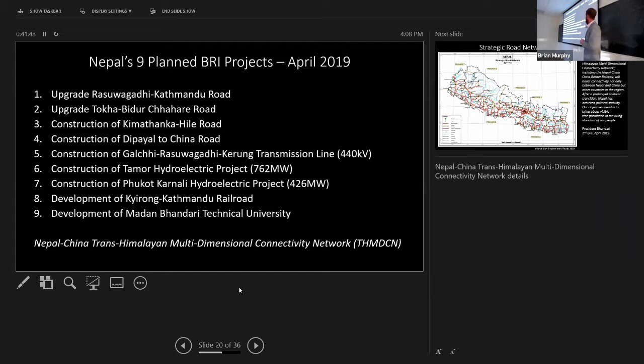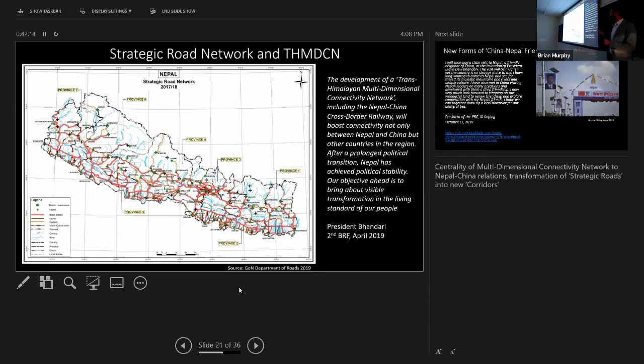Now, a number of these projects fit into, again, this Nepal-China Trans-Himalayan Multidimensional Connectivity Network. This is meant as this multidimensional system of connecting Nepal and China via roads, rails, and energy corridors, or what elsewhere I've called power corridors. Now, most of these BRI projects, in fact, follow or advance Nepal's own strategic road network. These orange lines here indicate the primary roads comprising the strategic road network that are meant as national pride projects that connect Nepal's northern areas over the Chinese border into Chinese Tibet.